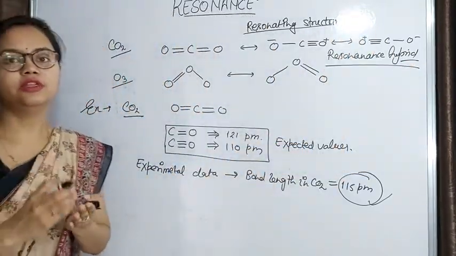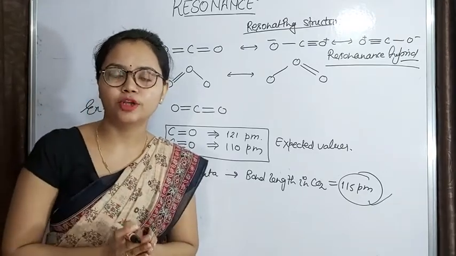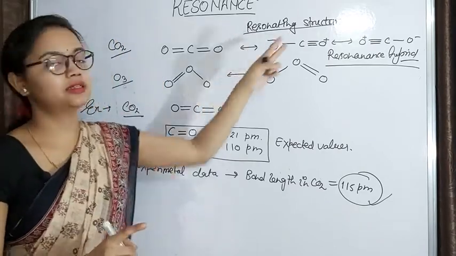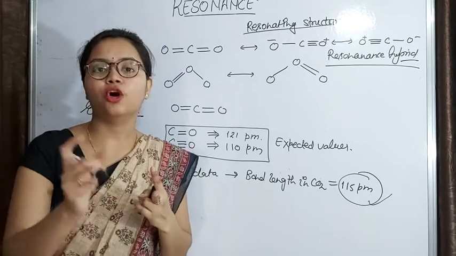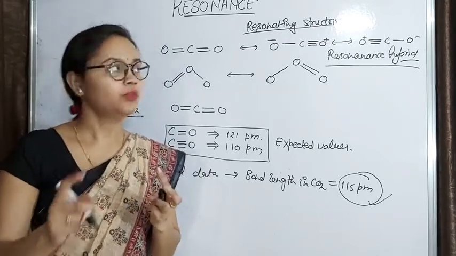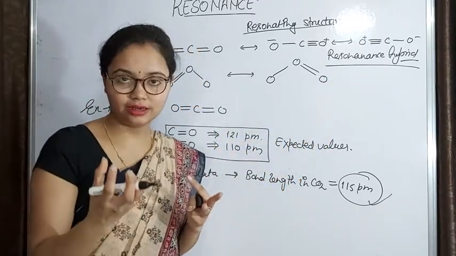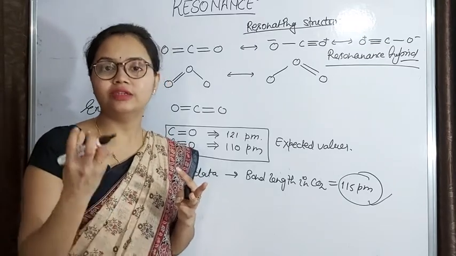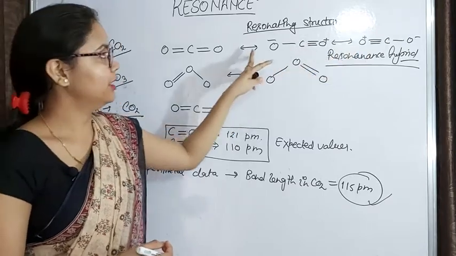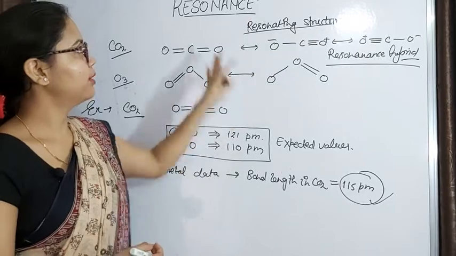Resonance is a phenomenon in which we draw more than one Lewis structure to explain most of the properties of a compound. And resonating structures are the possible structures of a compound which try to explain most of the properties of the compound. And what is the resonance hybrid? The resonance hybrid is the actual molecule which exists between the resonating structures. And we put this double-headed arrow between resonating structures.